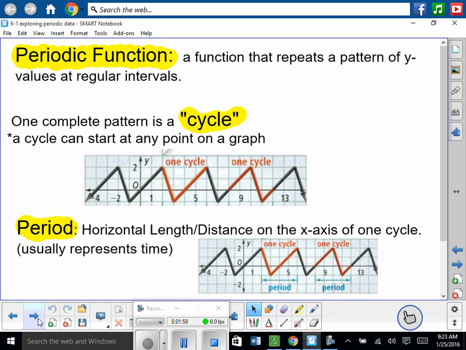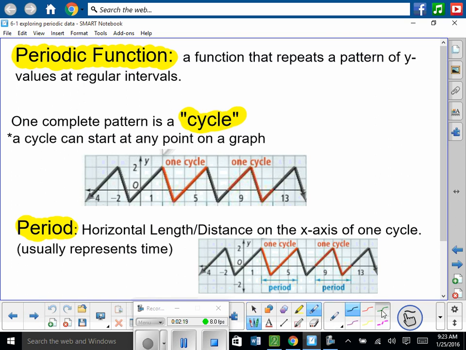A periodic function is a function that repeats a pattern of y values at regular intervals. So, y values at regular intervals. A complete pattern is called a cycle. You have to know that. A complete pattern is called a cycle. And a cycle can start at any point on a graph.